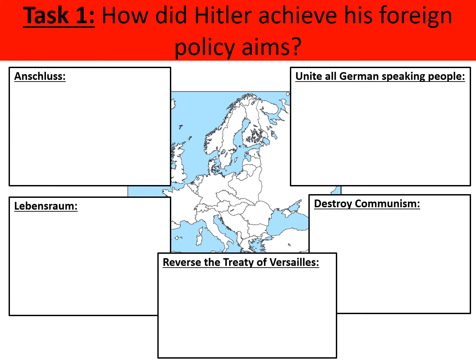Does he leave it there? Does he take over any other countries? Yes, he does. He ignores Neville Chamberlain and he does take over the rest of Czechoslovakia, which would have included German-speaking people. So you can do that as well.